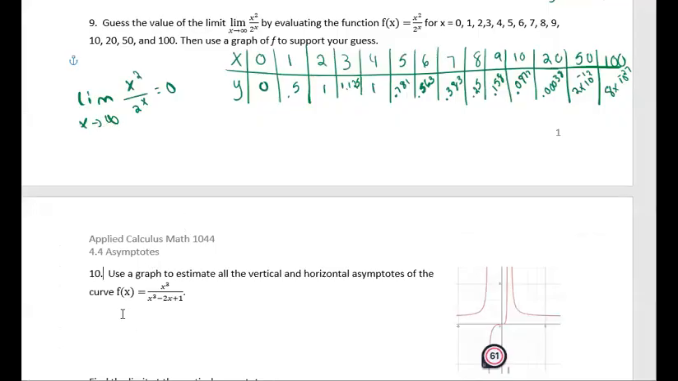So let's try number 10. Use the graph to estimate all of the vertical and horizontal asymptotes of the curve. So here's our curve right here, and we're trying to use our graph to estimate all of the vertical and horizontal asymptotes. If we're trying to estimate the vertical asymptotes, then that means that we're trying to figure out where we have infinity and negative infinity for our y.